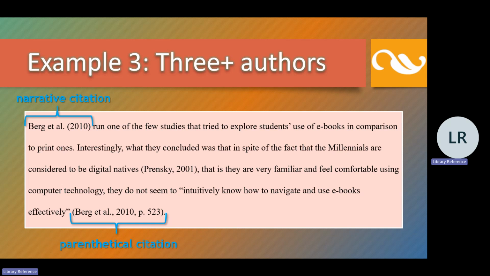And what do we see? We see that we begin with the name of the first author, in our case, Berg. The name of the first author is followed by the abbreviation et al. Et al is a Latin abbreviation. It stands for et alii, which means and others. Okay. And then we have the year of publication, in parentheses if we are talking about a narrative citation, or after a comma if we are talking about a parenthetical citation.